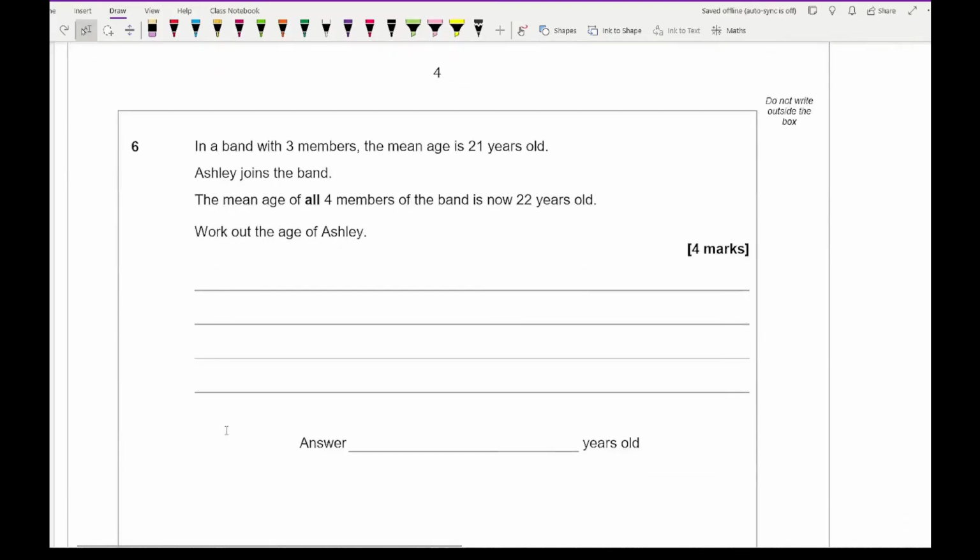Moving on to question 6, it says in a band with 3 members the mean age is 21 years old. Ashley joins the band. The mean age of all 4 members of the band is now 22 years old. Work out the age of Ashley. So taking this first bit of information, if we just imagine we've got 3 people whose mean age is 21, and let's call their ages x, y and z, then to work out the mean I add the 3 people's ages up and divide by 3, and it tells me the answer is 21.